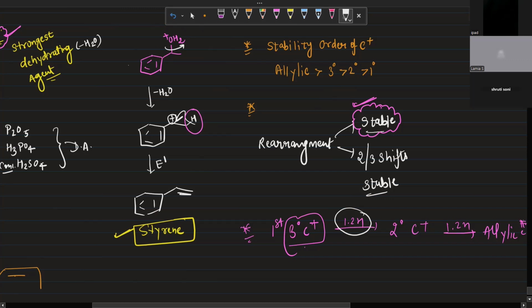So you're saying, okay, I see what you mean. Because we didn't have two or three shifts, right? It was just in one. No, there is the possibility of two or three shifts, but after each shift, the carbocation needs to be more stable. Okay, yeah. This is a very important thing. After each shift, the carbocation needs to be more stable.